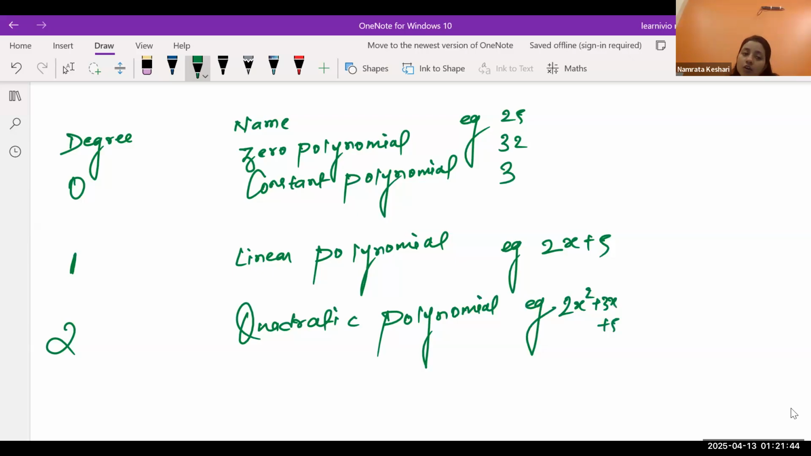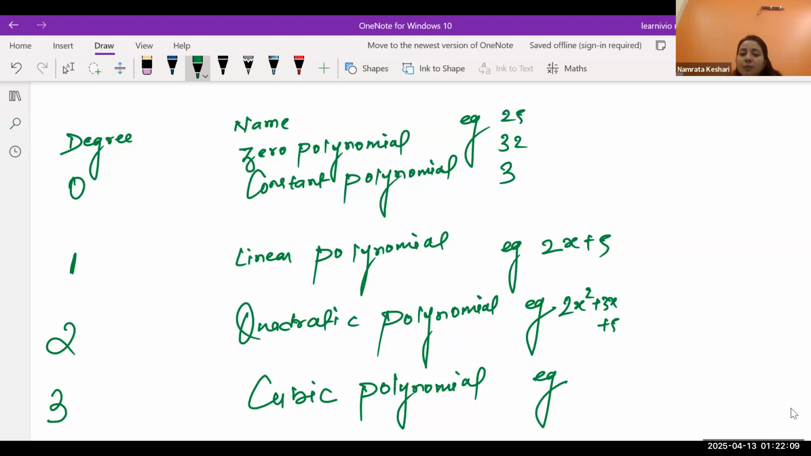When the degree of the polynomial is 3, it's called cubic polynomial. You don't have to memorize this one, because in your previous class you learned the cube root chapter, and you understand 3 is related with cube root, right? Yes, ma'am. So when the degree is 3, the specific name is cubic polynomial. For example, our polynomial will look like 5x cube plus 6x square plus 22.